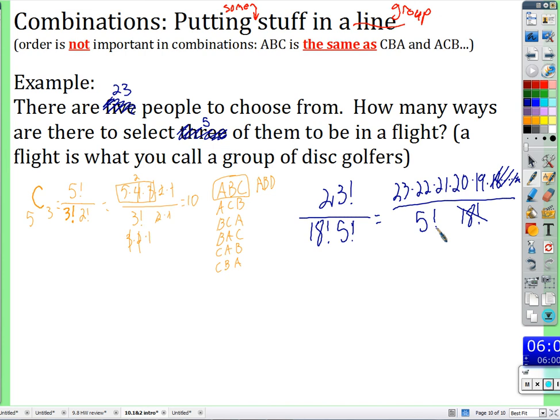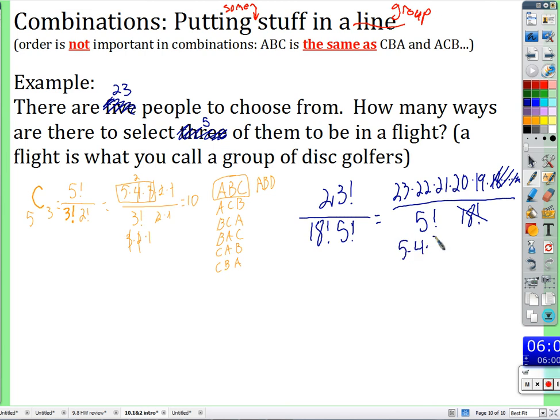That's going to cancel out all of the order that's given by counting it this way. That gives us a huge number that includes all the different ways you can arrange the 5 people in every group. So if we cancel that out by dividing by the number of ways you can arrange 5 people in a group, then we've canceled it all out.